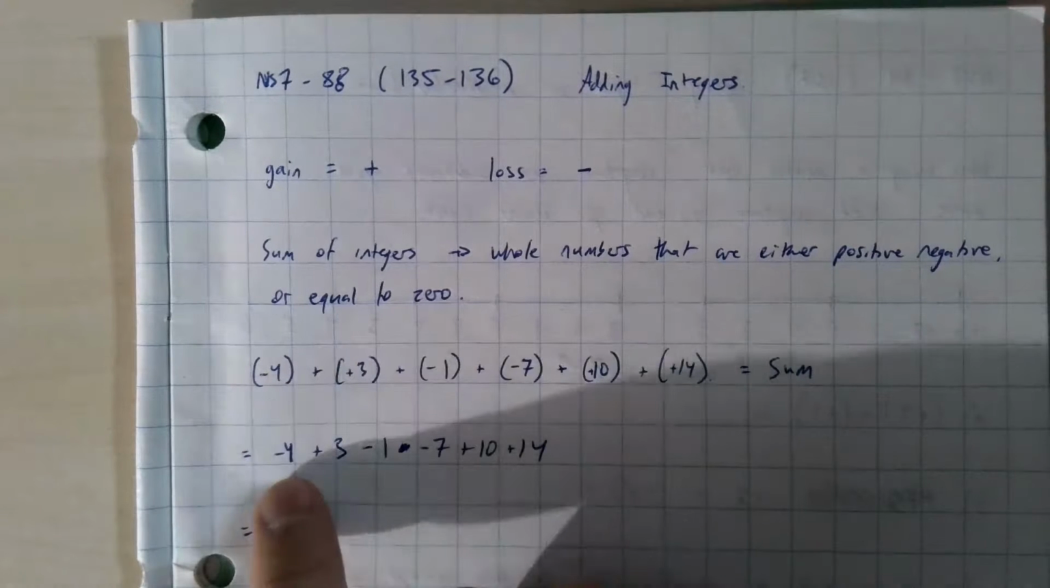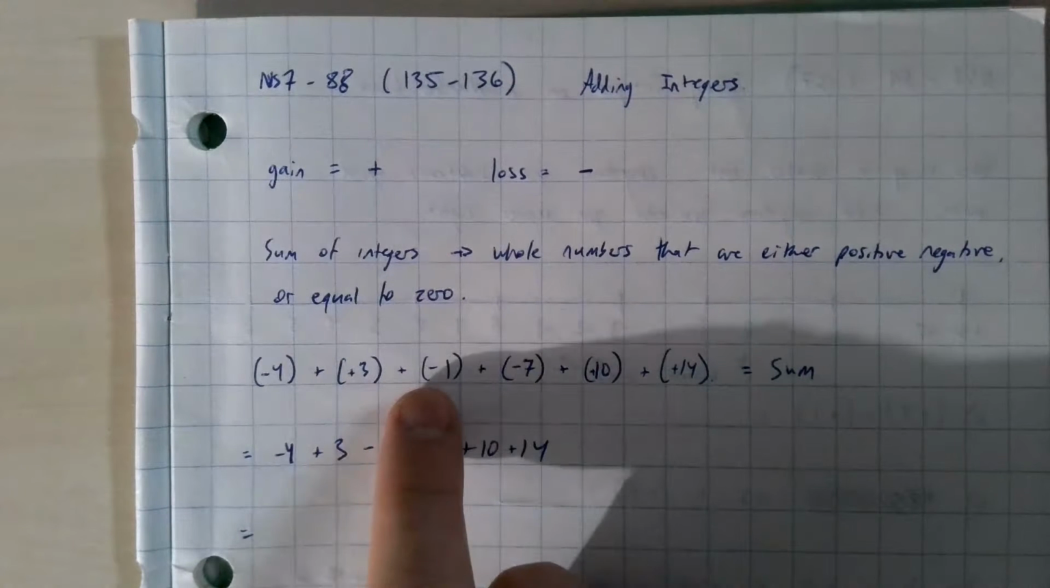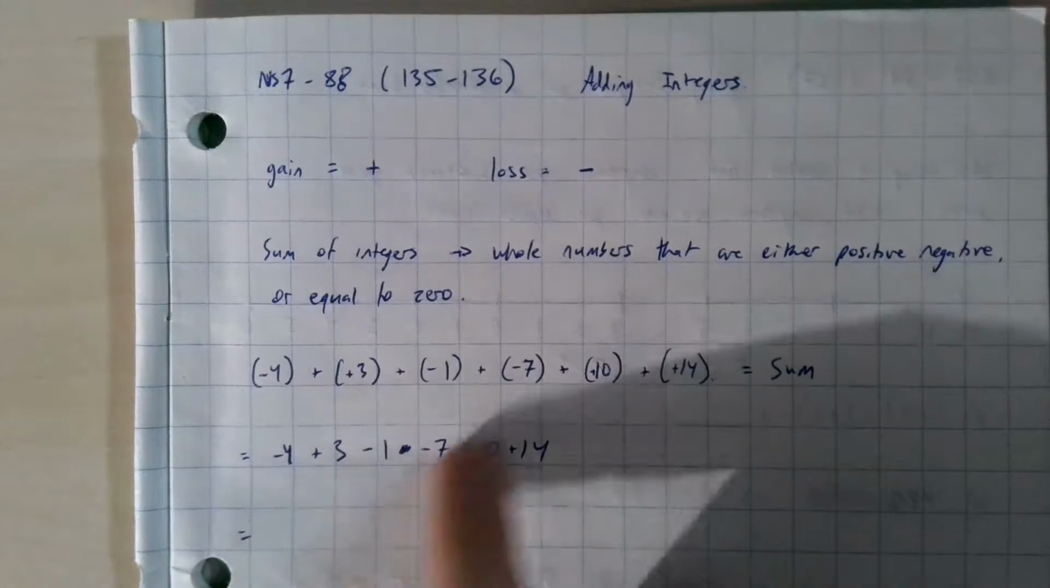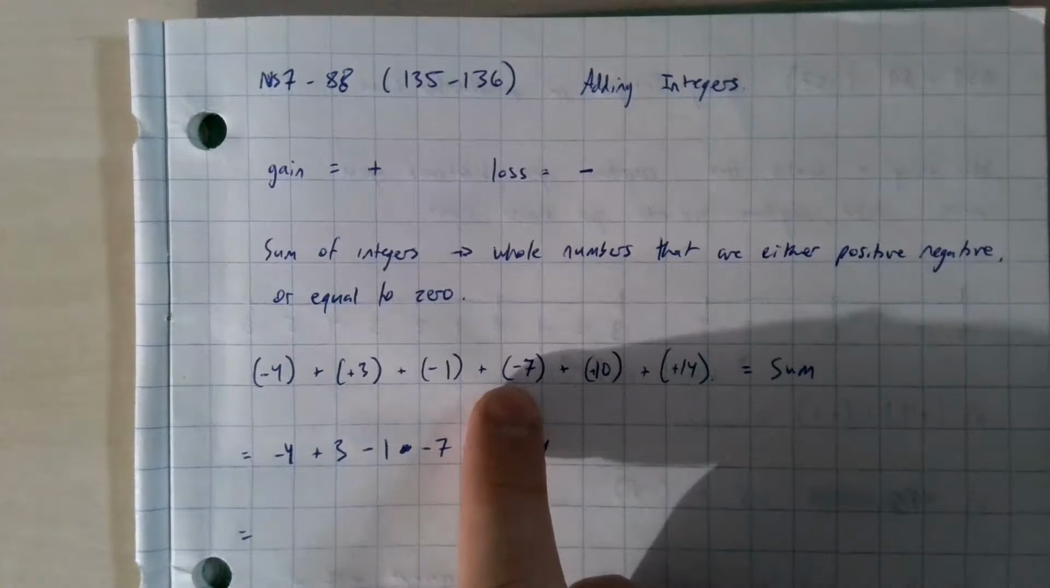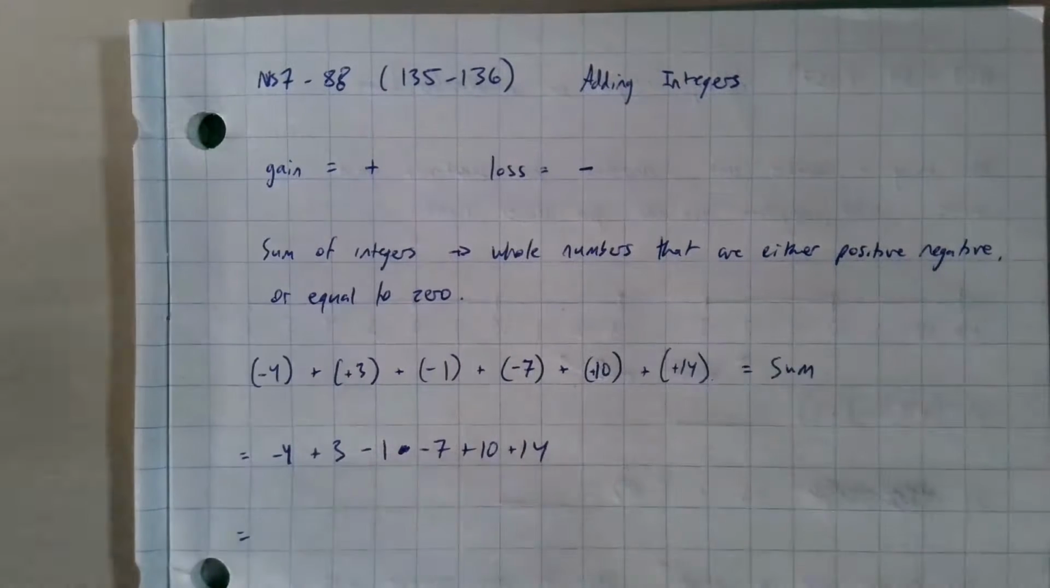That's my first number. And then I'm going to add a positive 3, so I'm just going to do plus 3. And then I'm going to add a negative 1, which is effectively just subtracting. So I'm going to write subtract 1. And then same thing, I'm adding a negative 7. That's like I'm just subtracting. I'm going to add 10, then I'm going to add 14. Now I'm going to add these things all together.